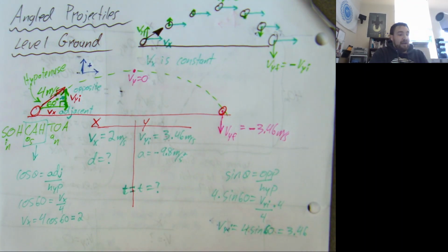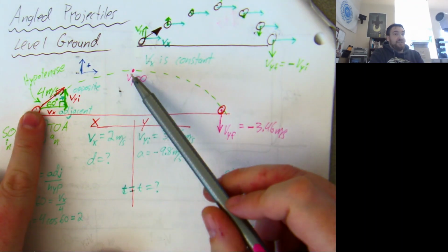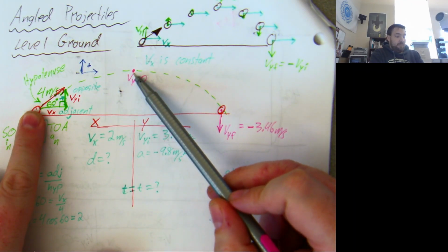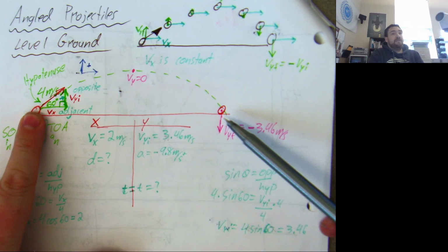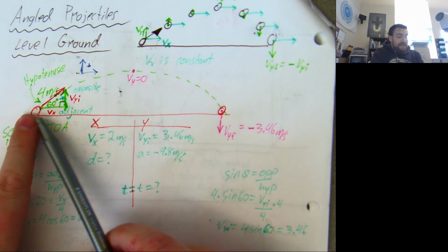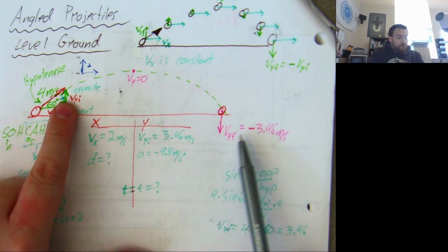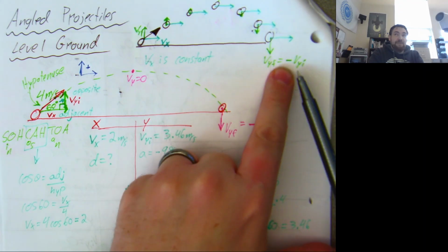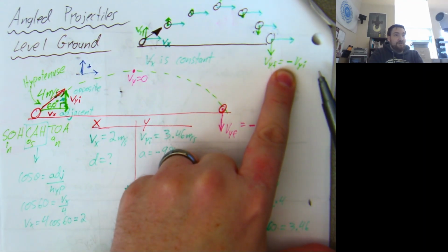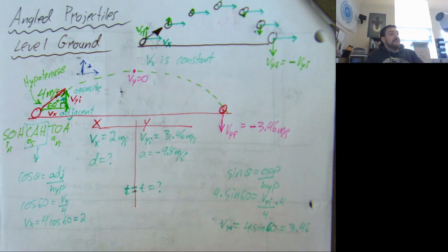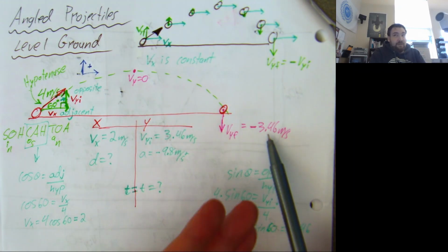So there's two ways you can tackle finding the time. You could find the time to the top and then double it, or you could find the time beginning to end. Remembering that for over level ground, this is true. Vy final is equal to negative Vy initial. Two ways you can do it, doesn't matter which way you choose to tackle it. So I'm going to do it this way.